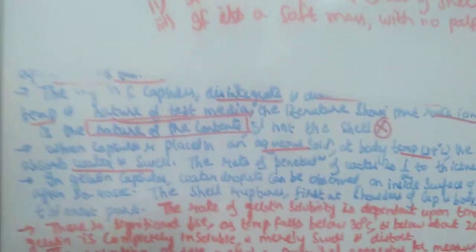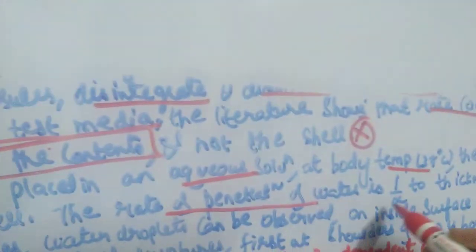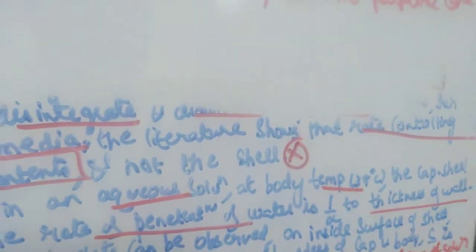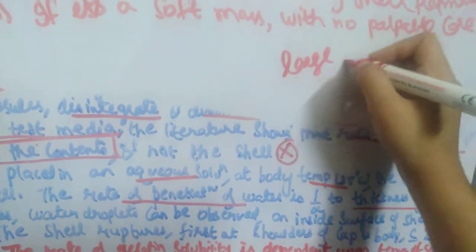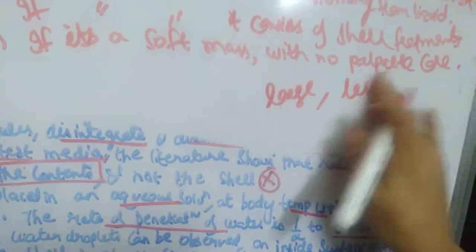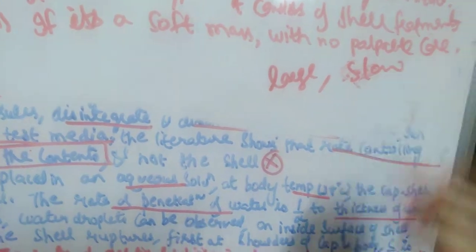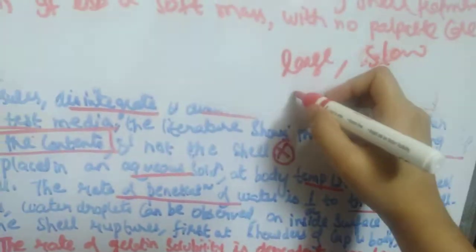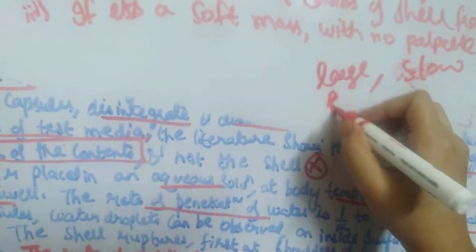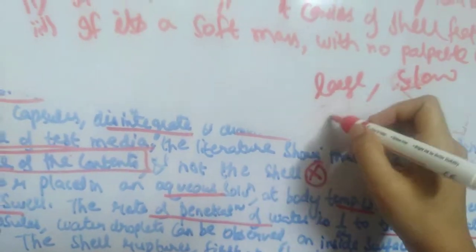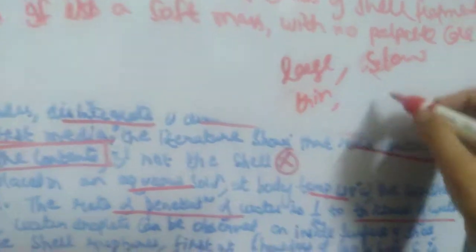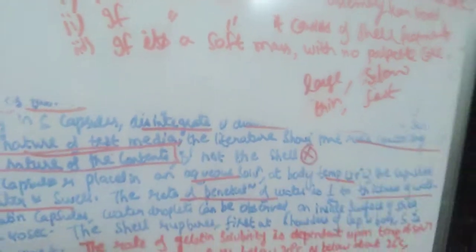The rate of penetration of water is inversely proportional to the thickness of the wall, which we already know. If the thickness of the shell is large, then the water penetration will be very slow. But if the thickness of the capsule shell is very thin, then the water penetration will be fast, obviously.